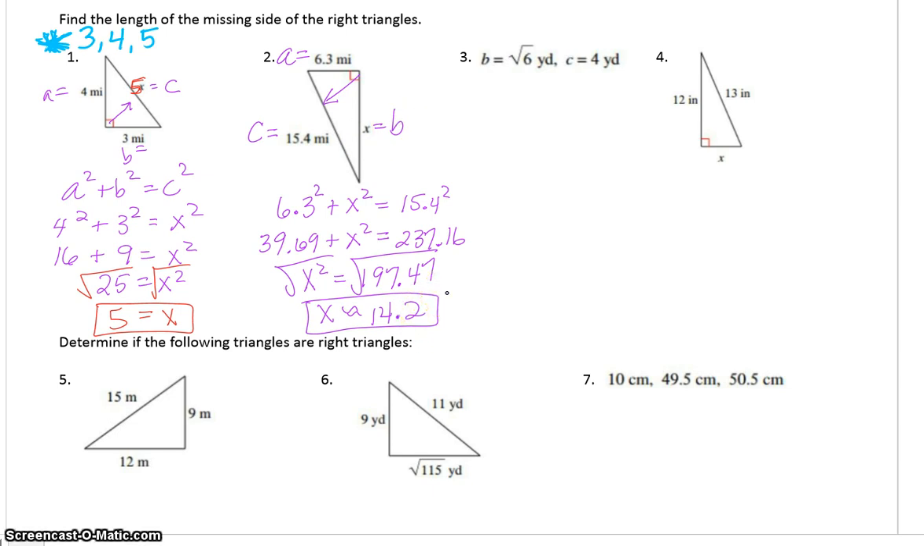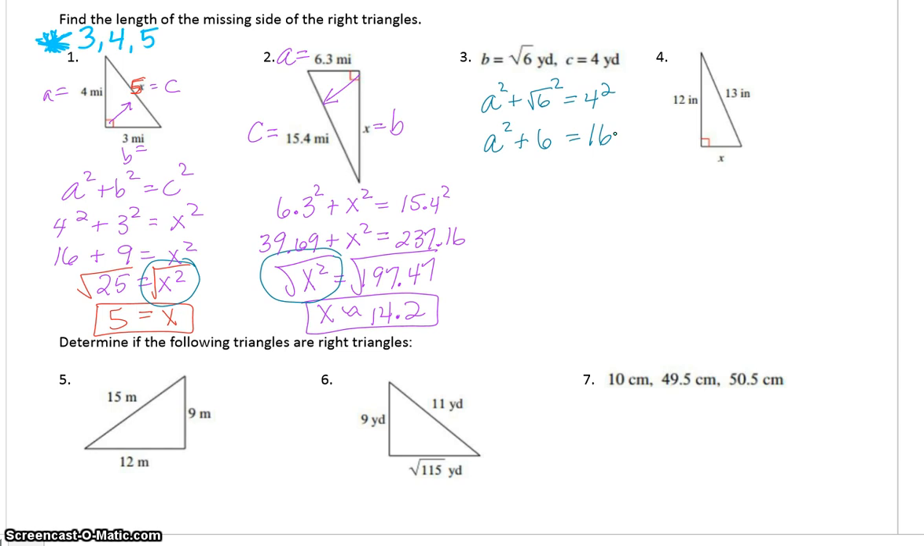Okay. Let's look at number 3. This time they don't give us a triangle, but that's okay. They tell us what b and c are, so that means that we are finding a. So I'm going to say a squared plus the square root of 6 squared equals 4 squared. The units do not matter, don't worry about the yards. So we get a squared plus, now just like when we were solving for x here, the square and the square root canceled. Here they do as well. The square root of 6 squared is just 6, equals 4 squared, which is 16.